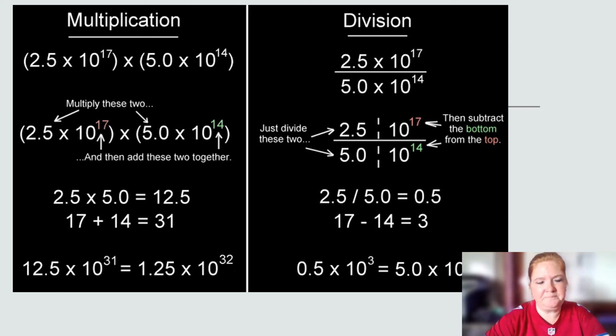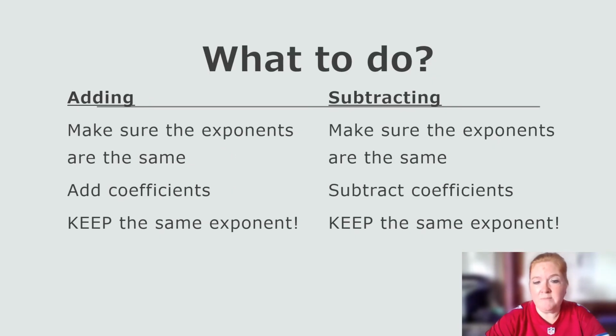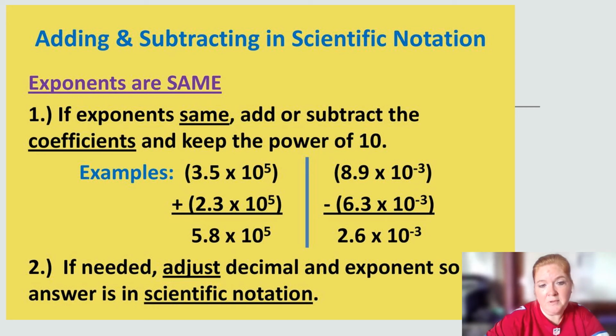When you are adding and subtracting, you have to make sure the exponents are the same. So times 10 to the 5, they're both 10 times 10 to the 5. Then you add the coefficients, the numbers in front, and you just keep the same exponent. So here's an example of how that is. Notice the exponents are the same, you just keep those the same, and then you just either add or subtract the numbers in front of the times 10.